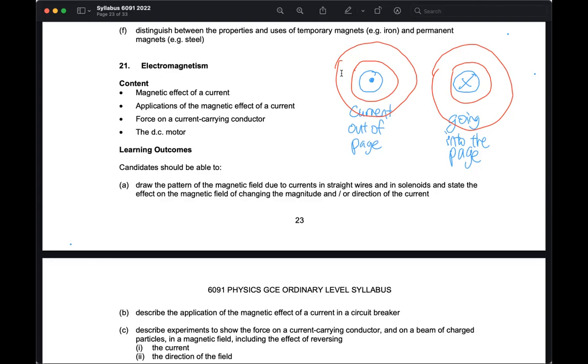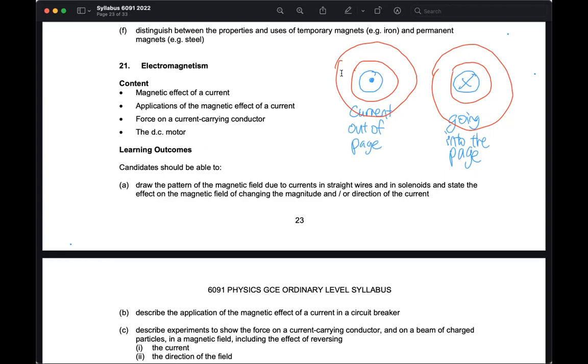You use your right hand. In this case, it's my right hand. I grip my right hand, and my thumb is the direction of the conventional current. So in this example, my thumb is pointing out of the page. Your fingers will be the direction of the magnetic field.